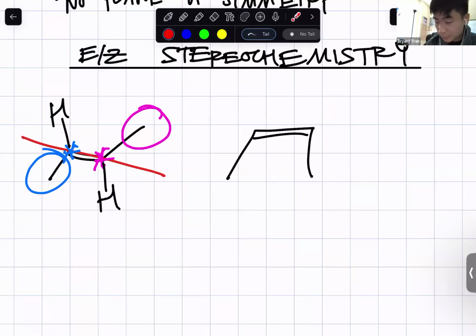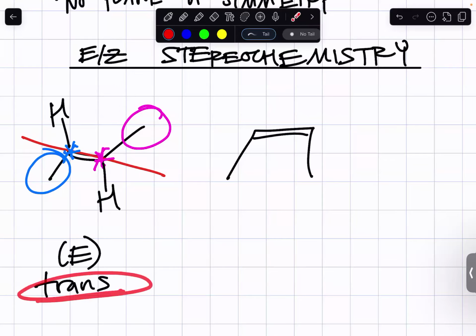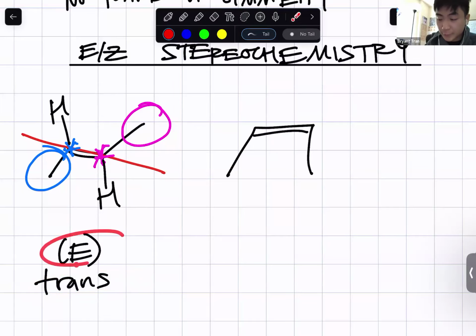Once you circle the highest priority groups for both carbons, one here and one here, look at the relationship between those two highest priority groups in relation to this reference line. We see that they're on the opposite sides of each other. So that means it's going to be an E alkene, right? Because it's also disubstituted, meaning there are exactly two substituents attached, we could also call this a trans alkene. You can't say cis or trans if there are more than two substituents. If there are three or four substituents, then you have to use E or Z, right?